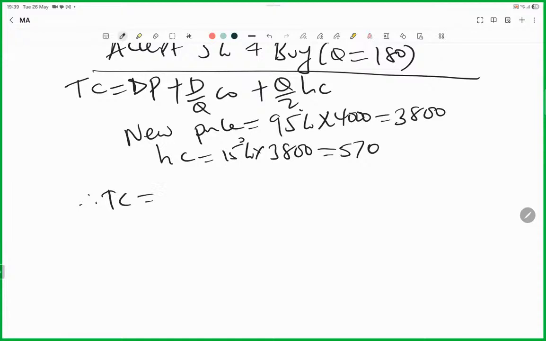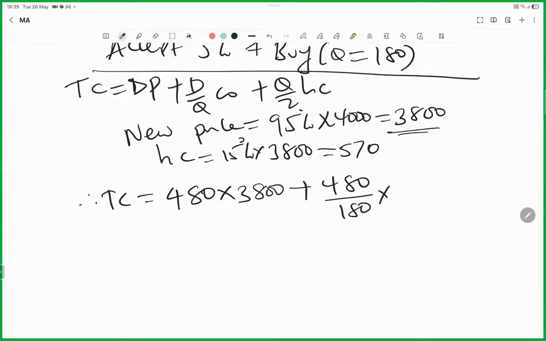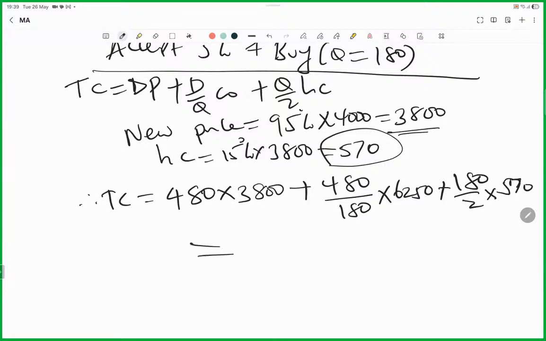Therefore, our total cost will be equal to annual demand. The 480 remains, price 3,800, plus D over Q, which is 480 over what here, somebody? CO remains the same, plus 180 over 2 times the holding cost of 570. So please, two digits at a time. What figure do we have here? 1,891.